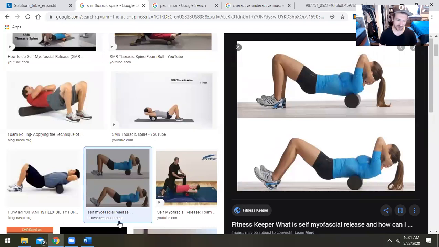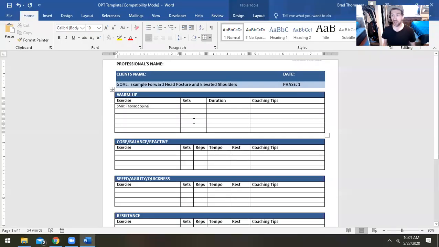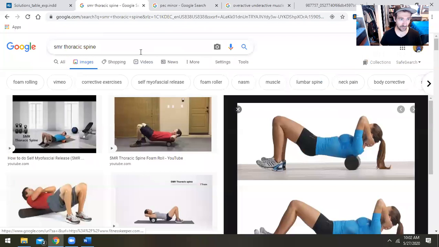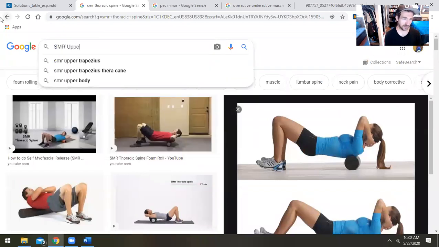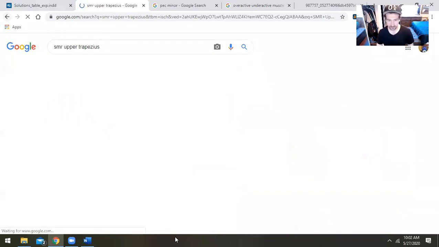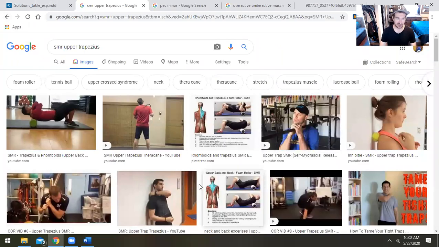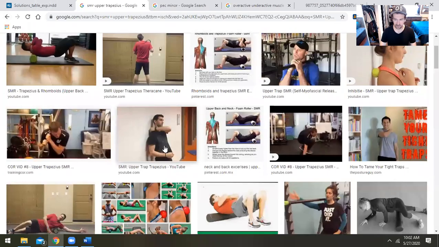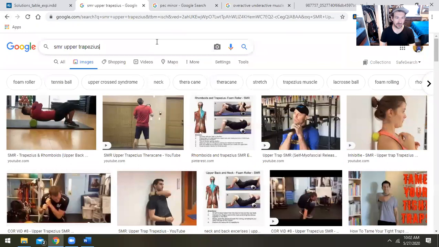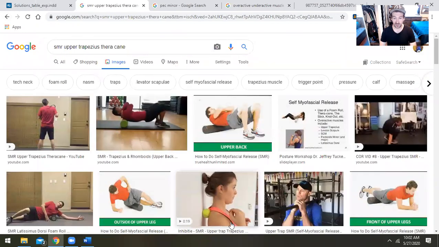Now, there are a few other ones that you can do here that are not in your textbook. So I'm going to go a little off book here, but you can also do your upper traps. You can get up top here particularly well with a lacrosse ball. So if you look, SMR upper trapezius, or a Theracane. Actually, that's a really good one. Let's look at the Theracane real quick.